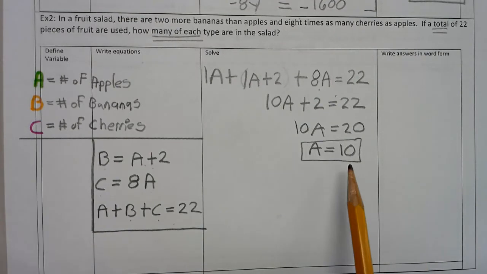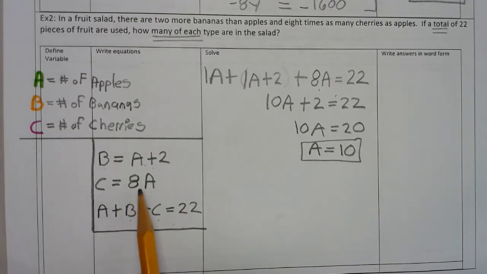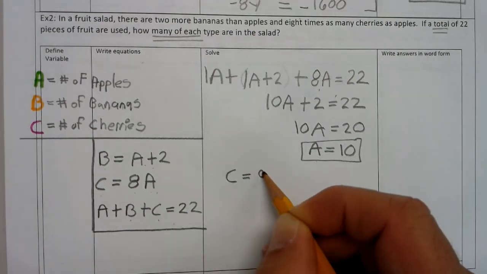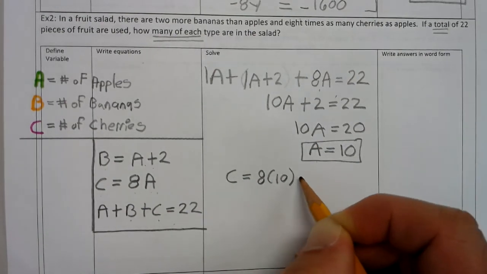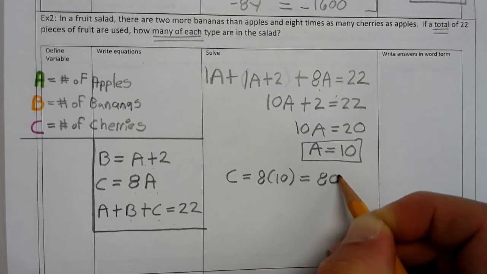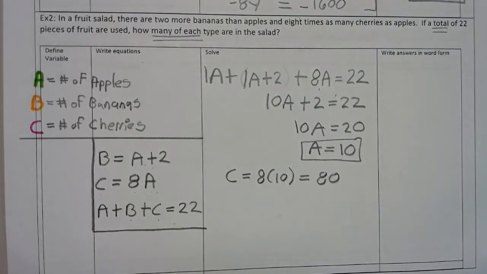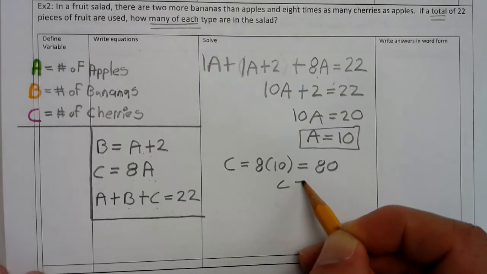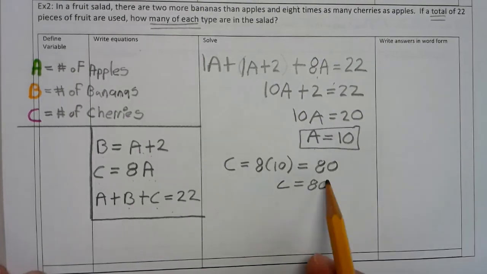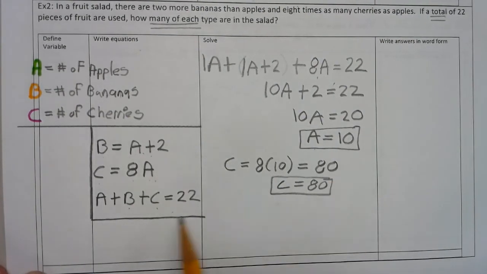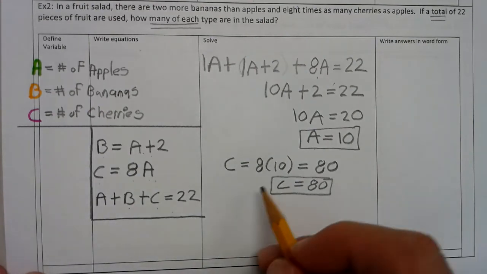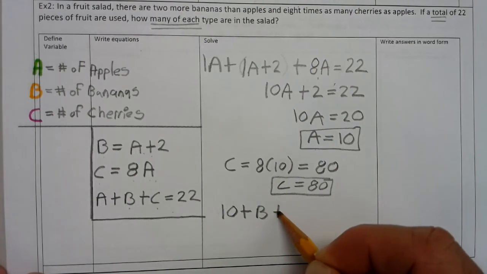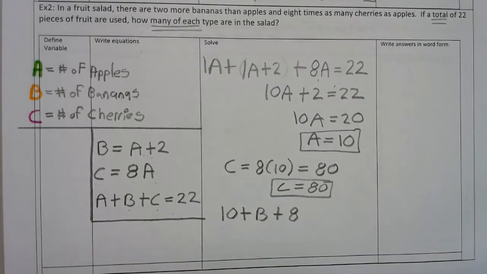Since we know A is 10, we see that cherries is 8 times the number of apples. So cherries equals 8 times 10. So we know there's 80 cherries. Now we have the C value and the A value, and we can substitute those values into the last equation and solve for B. So A is 10, so it's 10 plus B, we don't know, plus C is 80.